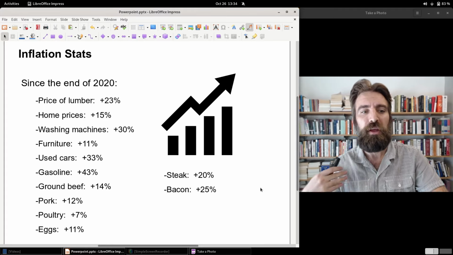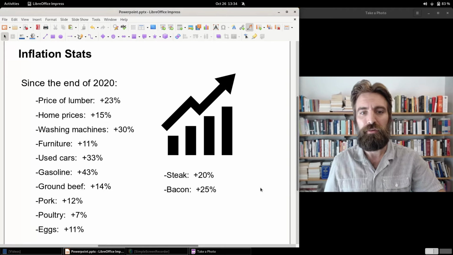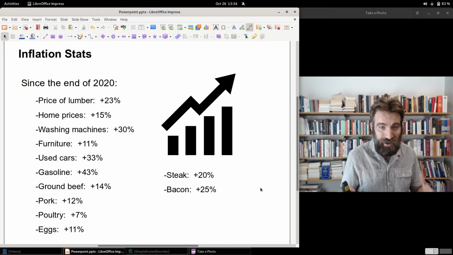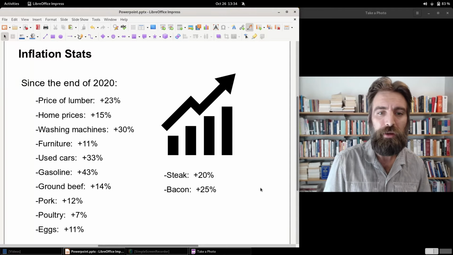Pork up 12%. Poultry 7%. Eggs 11%. Steak up 20%. Bacon up 25%.